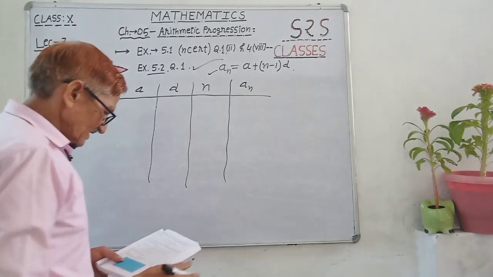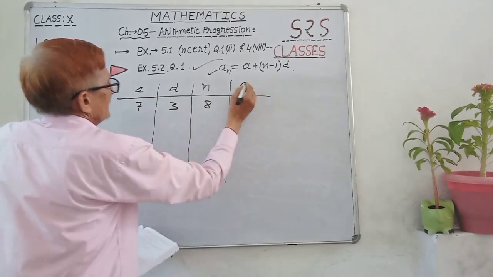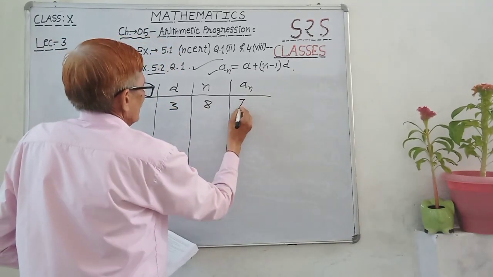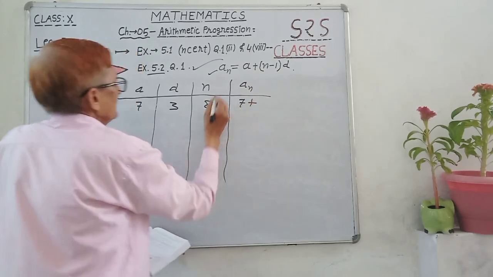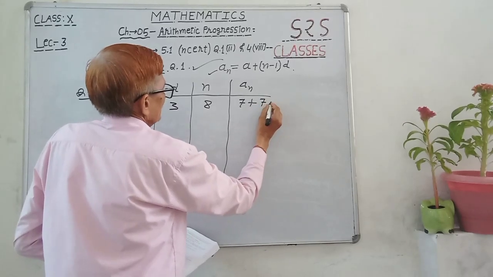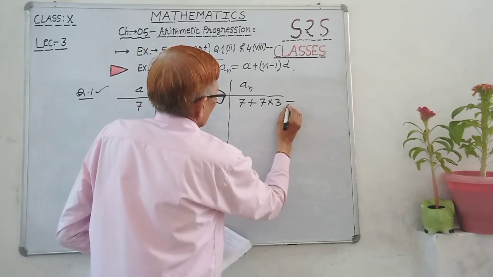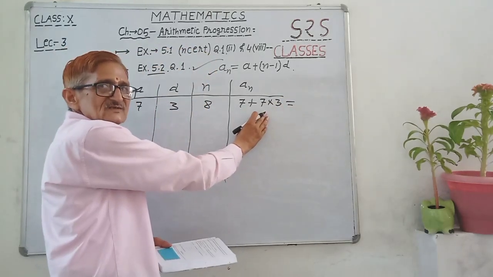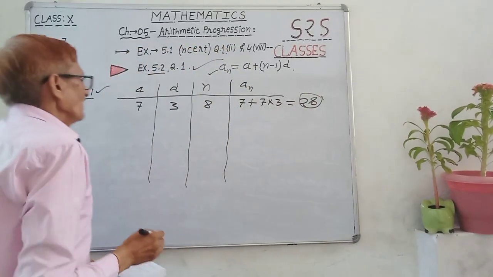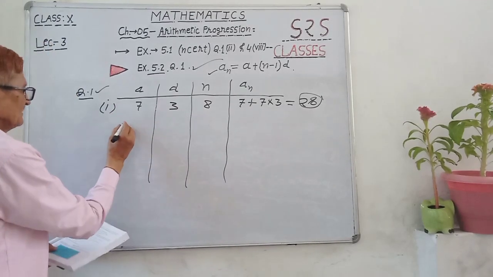As in first part 7, 3, 8 given. To calculate AN by this formula, AN will be equal to A is 7 by formula, 7 plus N is 8, 8 minus 1, then 7 into D. D is 3. So this will be equal 7 3 ja 21, 21 plus 7, 28. Now after that, second part, what given? Second, minus 18, A is minus 18.